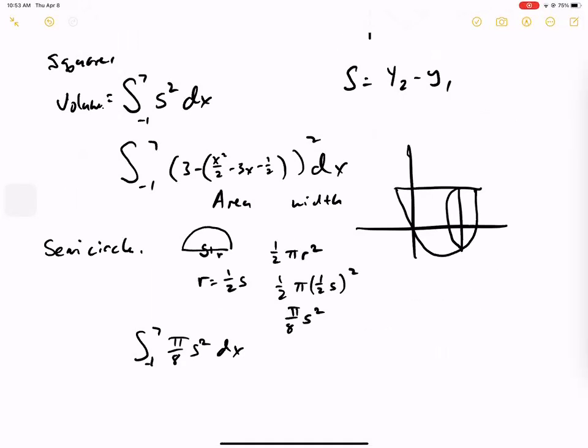Is it always going to be pi over 8? Yeah, if we consider S squared my full length. So it's pi over 8 times the integral from -1 to 7 of S. Now the part for S, we wrote it before, is 3 minus x squared over 2 minus 3x minus 1/2, squared. And then dx.